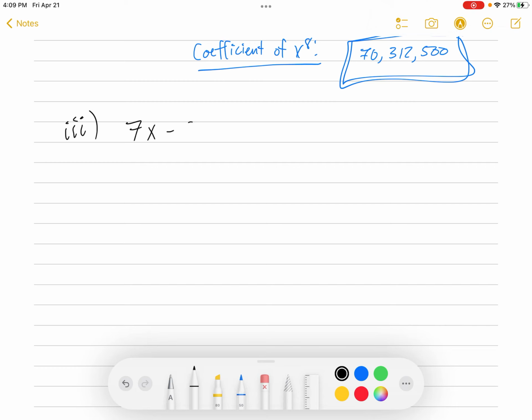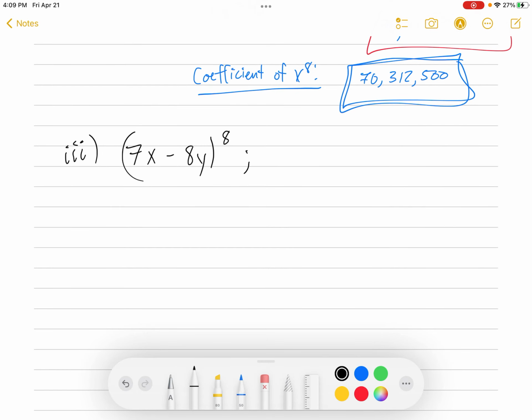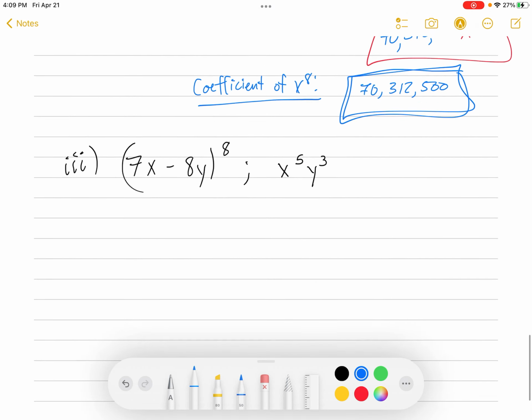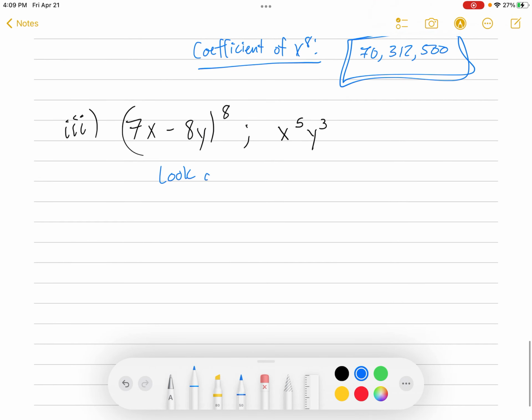Okay, this last one. Last one's a little trick here. You have 7x minus 8y to the power of 8. And we want to look at the coefficient of the term x to the 5th, y to the 3rd. X to the 5th, y to the 3rd. Okay, let's see about this one. So what am I going to do? I'm going to look at the x to the 5th, y to the 3rd term.